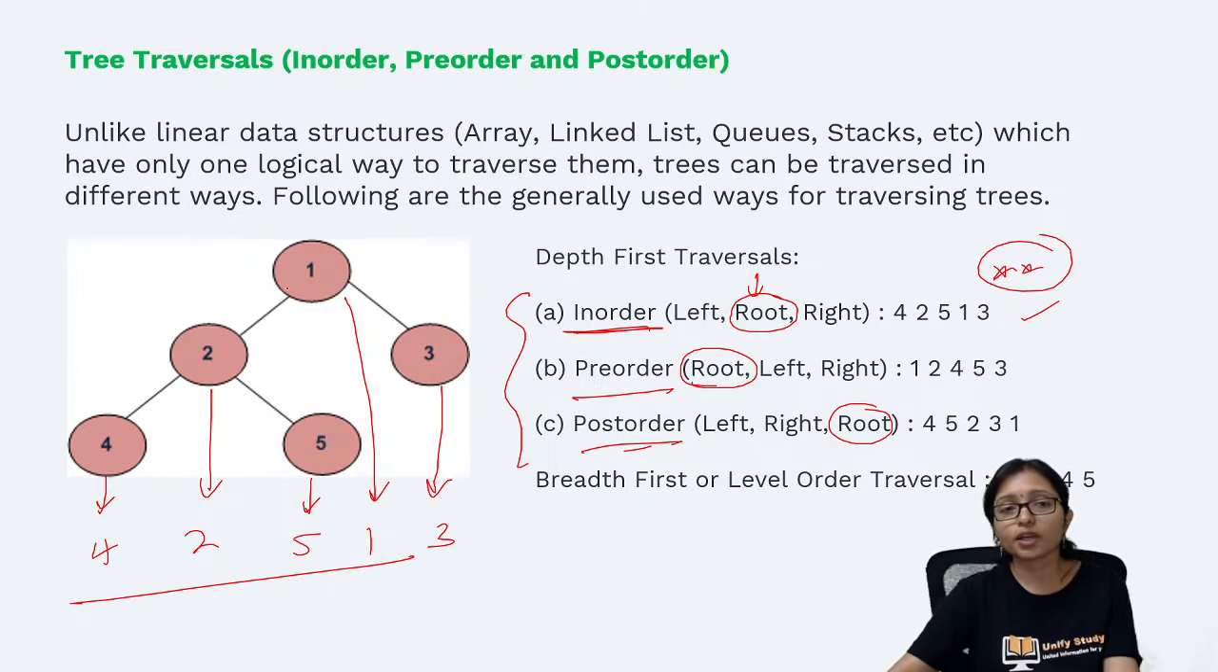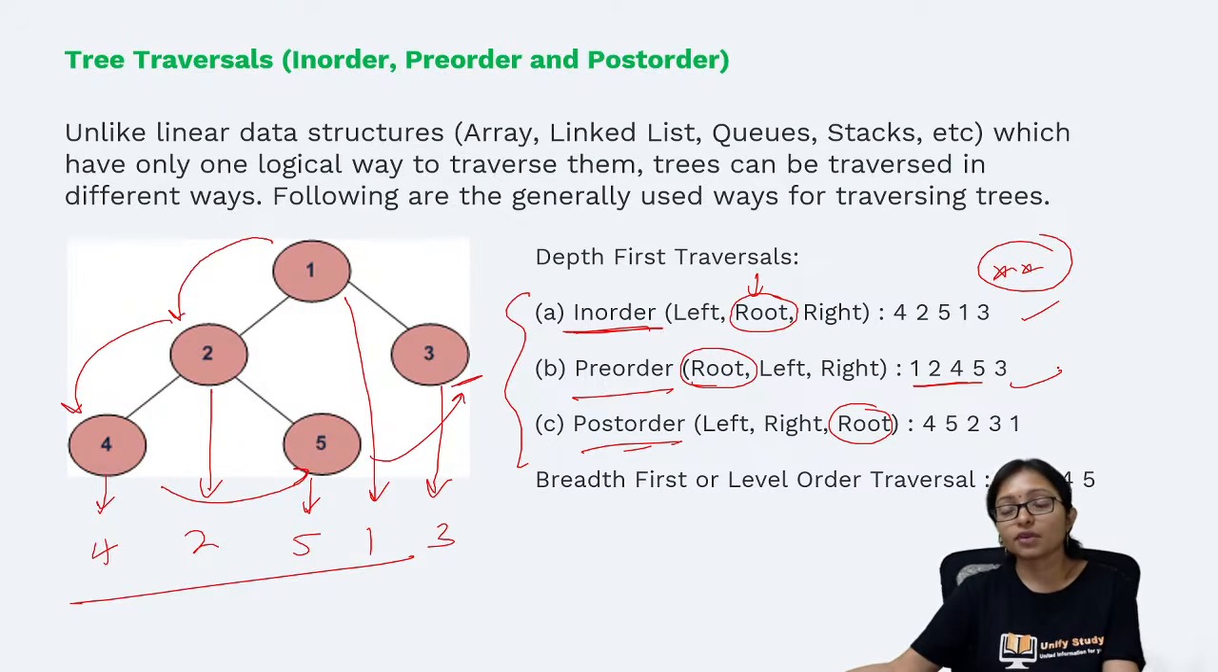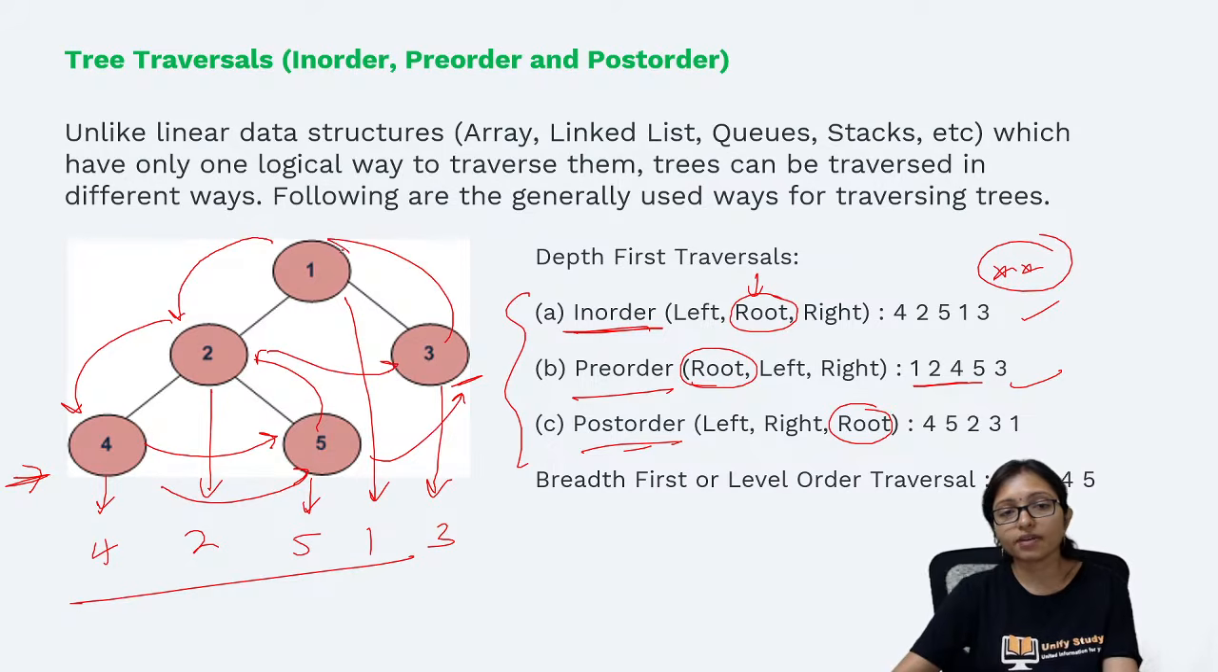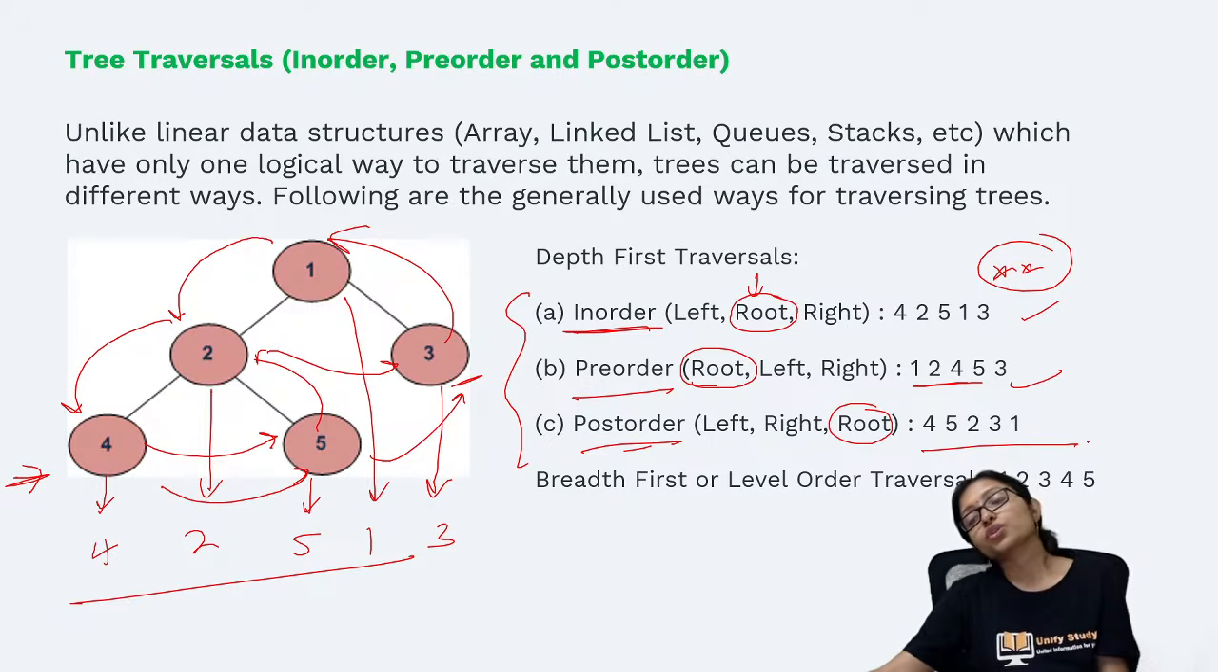How to do pre-order? First of all, I have to visit the root. After that, I need to go left, then right. That's why we get 1, 2, 4, 5, and finally you come to the right, that is 3. And whenever we are doing post-order, we start from the extreme left child, then the right, 5. After that you visit the root, then go to the right, and finally visit the root. That's why it is 4, 5, 2, 3, 1.